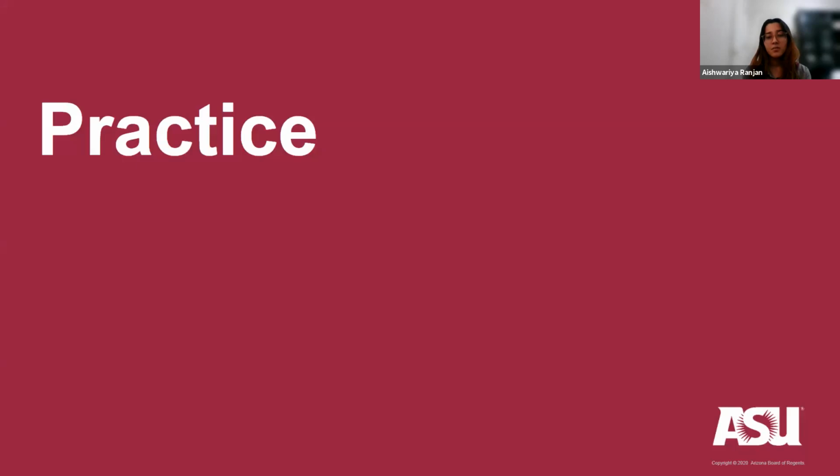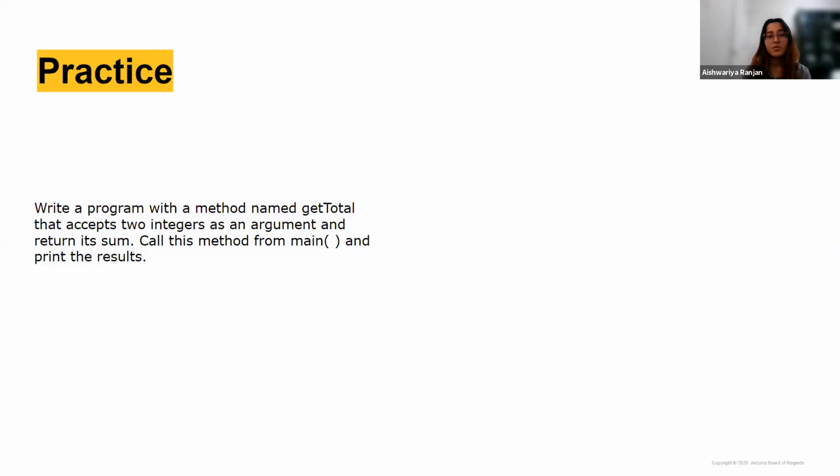So now here's a little practice question for you. I want you to write a program with a method named getTotal that accepts two integers as arguments. So that's your input. You would put that in the formal parameter list and return its sum. You also have to call this method from main and print the results. So how would you do that? I'm going to give you a few minutes on this and then we'll discuss.